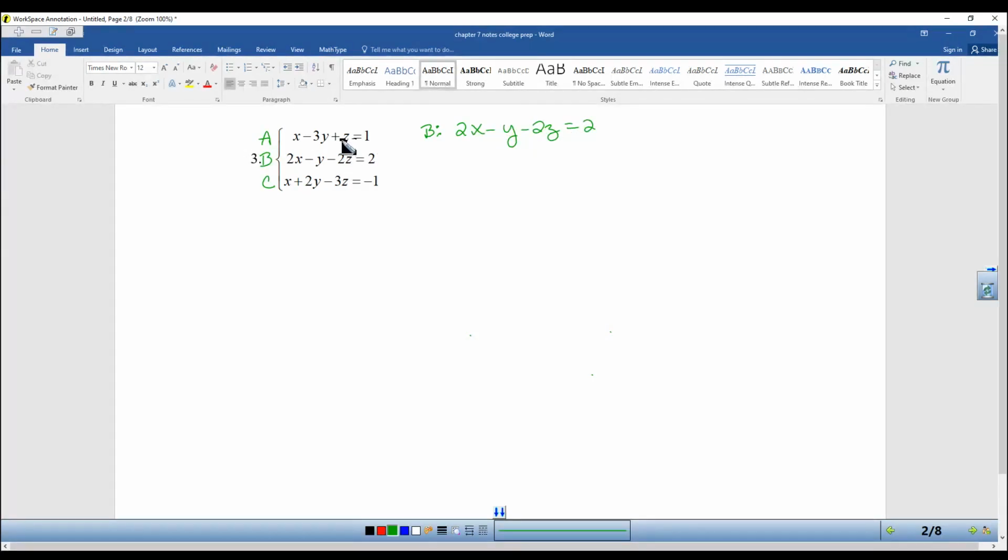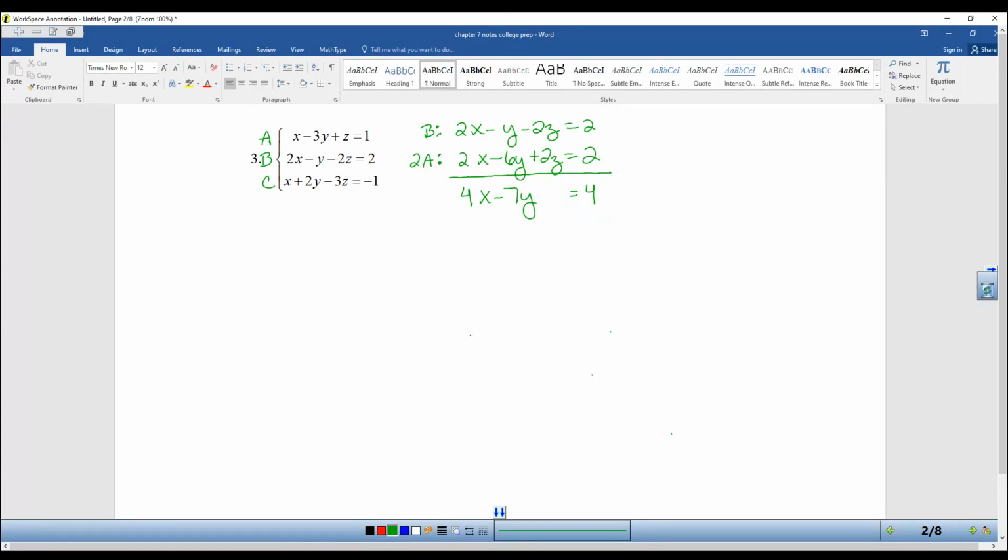And it would be really easy for me to multiply A by 2. 2x minus 6y plus 2z is equal to 2. I like choosing something that I can multiply by a positive because you're less likely to make a mistake. That gives me 4x minus 7y, the z's canceled, which was my plan, is equal to 4.